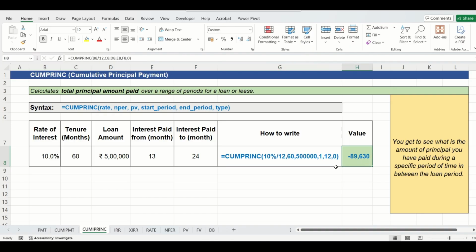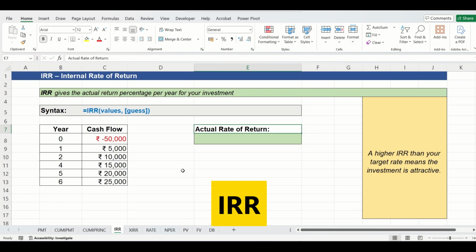With this, you can get a more detailed view of your loan at different point of time during the loan period. So let's move to the next formula. Next financial function we'll talk about is IRR, which is internal rate of return. This gives the actual return percentage per year for your investment. So if you are a bond investor or invests in different type of schemes, then this formula will be of help to you when entering into a new investment.